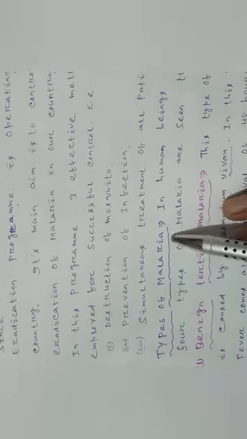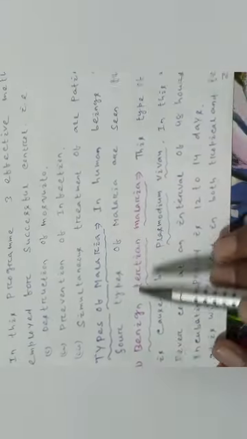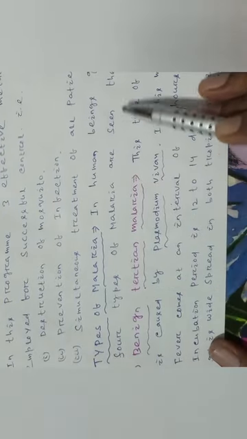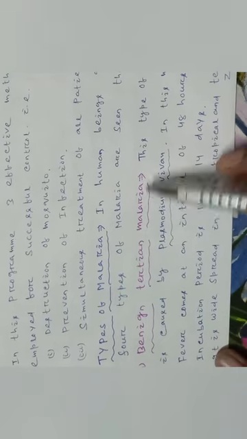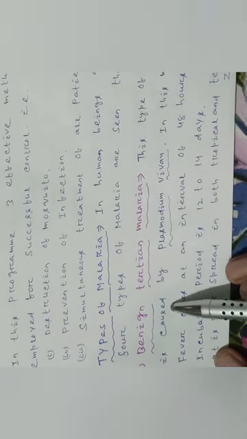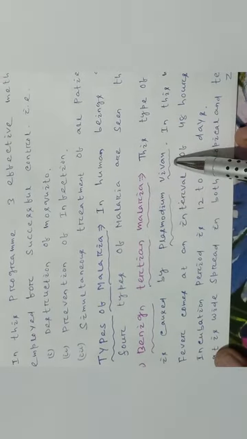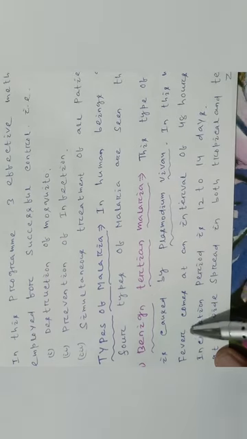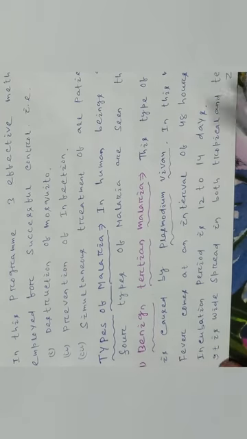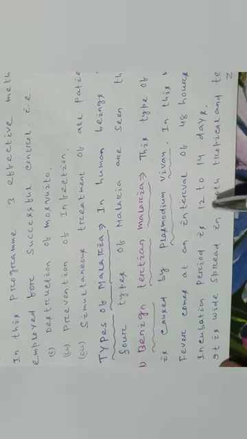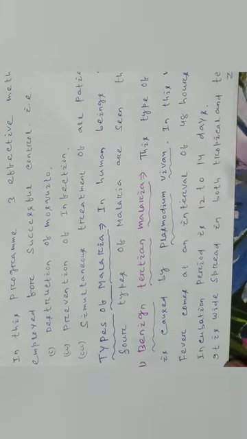Types of malaria. In human beings, generally 4 types of malaria are seen. Number 1 is benign tertian malaria. This type of malaria is caused by Plasmodium vivax. In this malaria, fever comes at an interval of every 48 hours. The incubation period is 12 to 14 days. It is widely spread in both tropical and temperate zones.